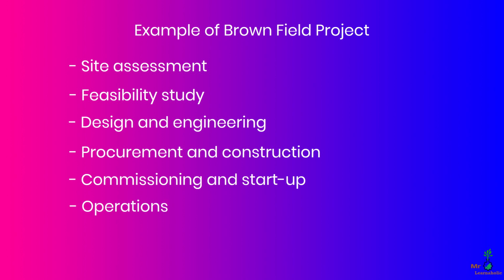Operations. Once the modified facility is up and running, the company will resume production. The facility will be operated and maintained by a dedicated team, who will be responsible for ensuring that it runs smoothly and efficiently. This is a high-level overview of a brownfield project in the process plant industry, and each project will have its own unique set of challenges and requirements. However, this example illustrates the general steps involved in upgrading or improving an existing facility.